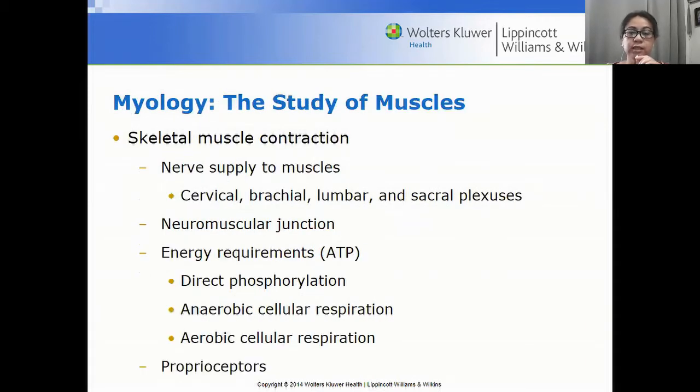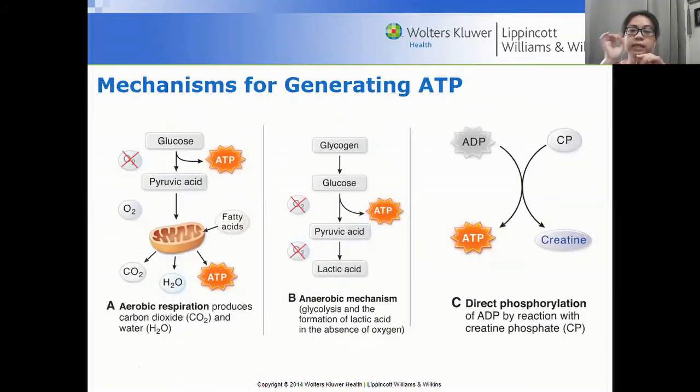So myology is the study of the muscles, since anatomy and kinesiology tackle more of the skeletal and muscular systems among all organs, because of the priority given to movements. Then the nerve supply to the muscles: the cervical, brachial, lumbar, and sacral plexuses. Neuromuscular junctions, and then also ATP, direct phosphorylation, anaerobic cellular respiration, then aerobic respiration, and the proprioceptors. So don't worry, we're going to go further with this. And then these are the mechanisms of our ATP.